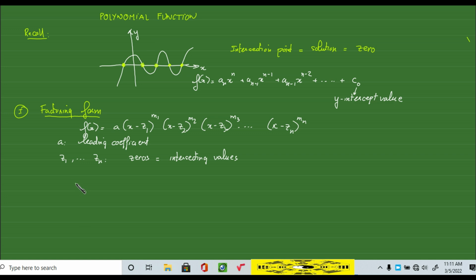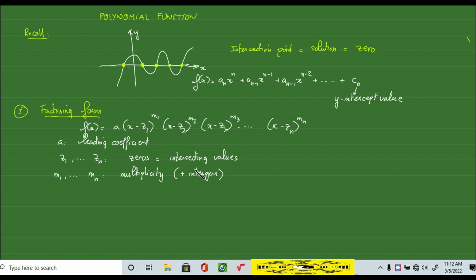And what is m1? m1 to m sub n here we call the multiplicity. So what is multiplicity? Well, if m equals 2, then basically it is (x - z1) times (x - z1), right? So it tells you how many times the factor multiplies itself. And the multiplicity over here, of course, must be a positive integer. It cannot be negative.